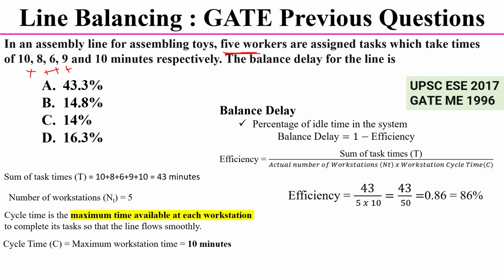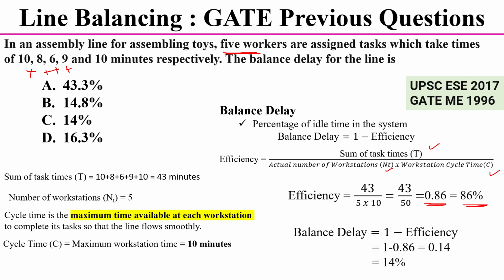Now we know the task times, number of workstations and cycle time, so we substitute all these values in the efficiency formula. Efficiency equals 43 divided by 5 into 10, which is 0.86, or 86%. But we have to determine the balance delay. Balance delay is 1 minus efficiency, so 1 minus 0.86 equals 0.14, which means 14%. So option C is the correct answer.